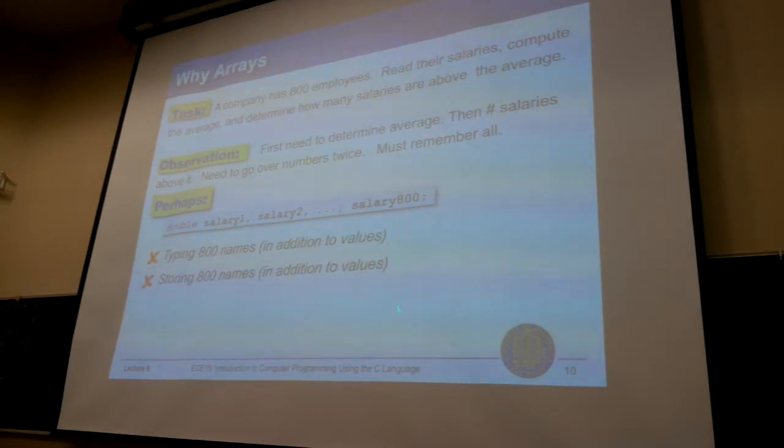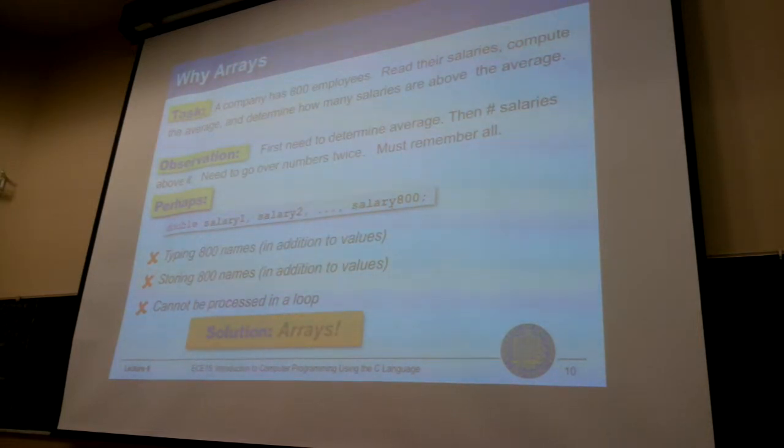It also means that the compiler would have to keep track of these 800 names. And on top of it, you can't easily loop over this data, right? There isn't a way to index over these different name variables. So the solution to all of these problems is arrays, right?